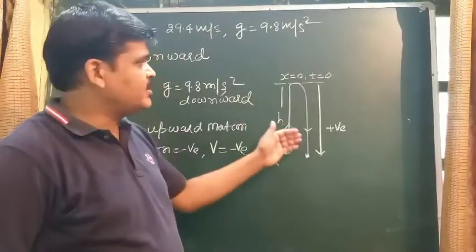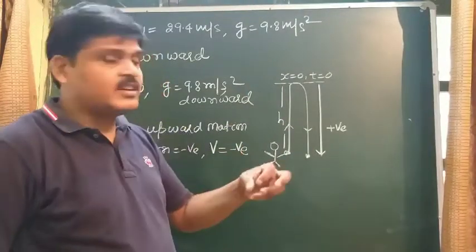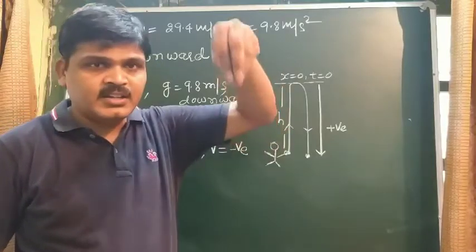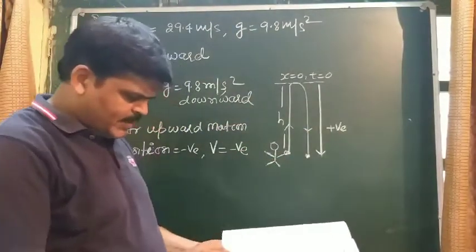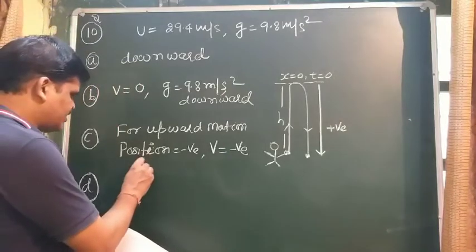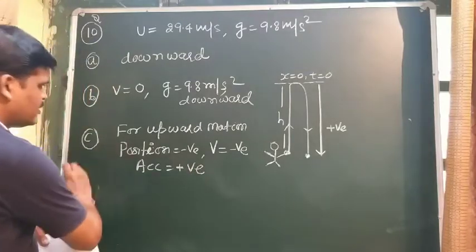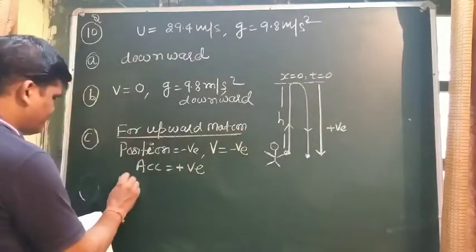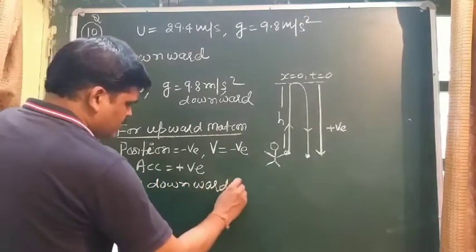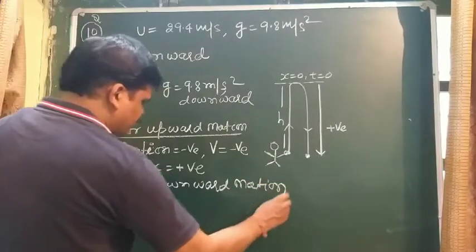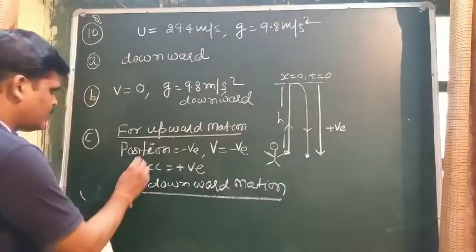But acceleration due to gravity: the ball is moving under the influence of gravity, and acceleration due to gravity is always acting vertically downward, either in upward motion or downward motion. So here the direction of acceleration is positive. And student, for downward motion, all three are positive. So for downward motion, position.